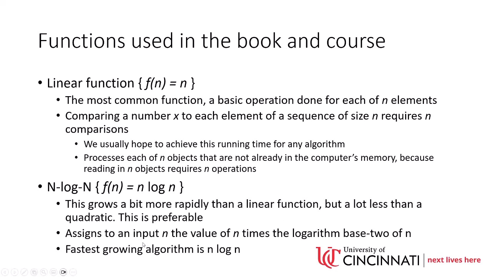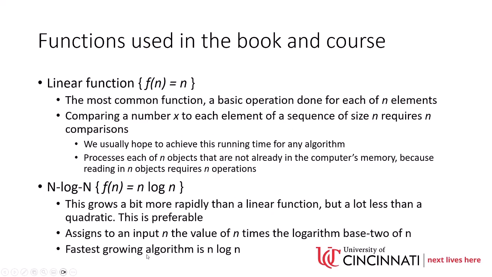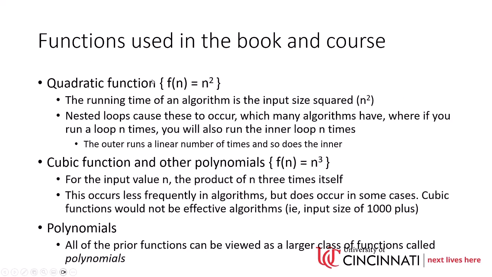Okay, and this assigns to an input n the value of n times the logarithm base 2 of n, which is what we saw over here. And this is the fastest growing algorithm, n log n. So these are usually what we're going to get. In real life, linear functions are good for basic things we do, but not for the more complex data structures. Okay. Some more functions we see in this book are quadratic functions. So f of n is equal to n squared. This essentially means that whatever value we put in for n is going to be raised to the power of 2. And this happens when we have nested loops.